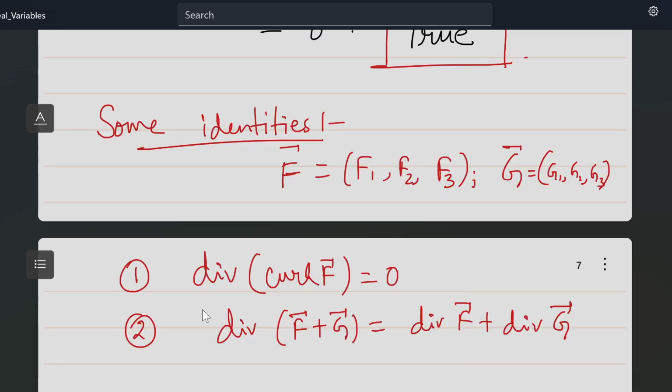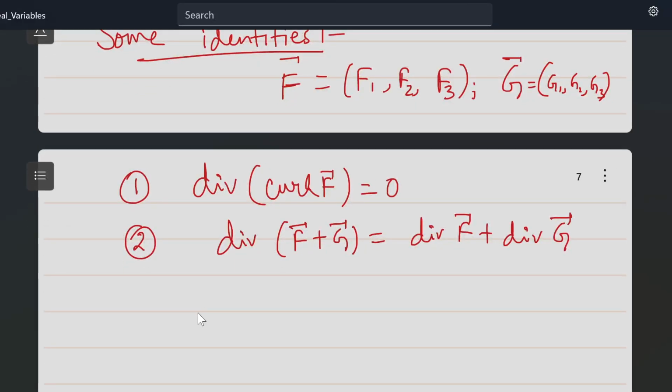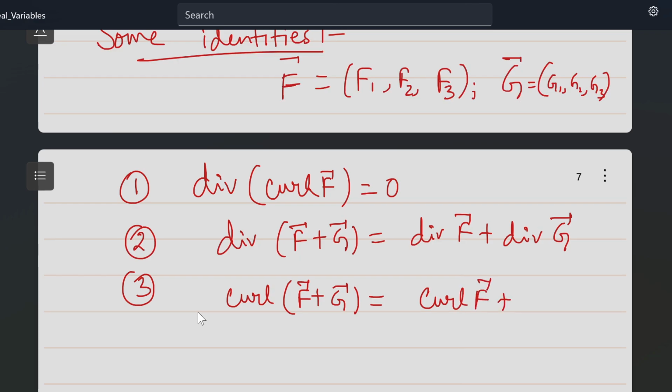What about curl of F plus G? Can you tell me? Is curl of F plus G equal to curl F plus curl G? Yes, it is.